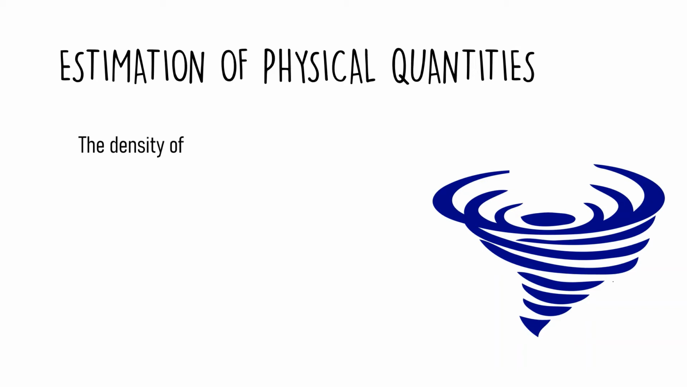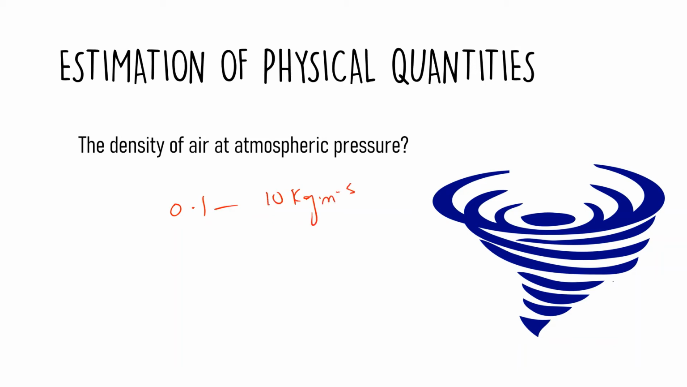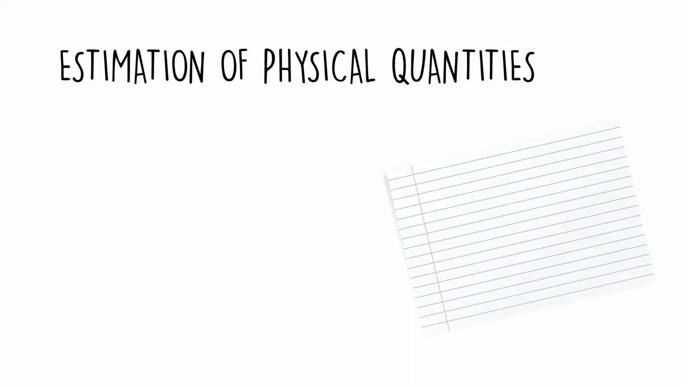Then they've also asked, what is the density of air at atmospheric pressure? This is something that you should generally know. It kind of varies depending on the altitude, but you can give any answer between 0.1 to 10 kg per cubic meter. I'll give my answer as around 2 kg per cubic meter, but you should know this.